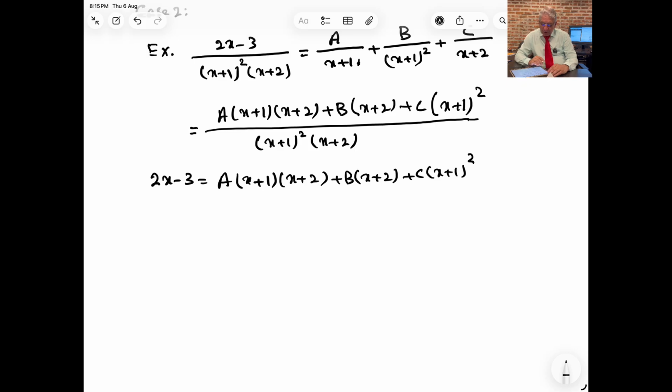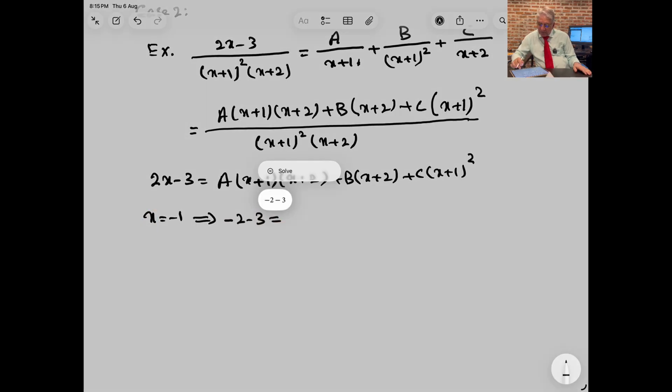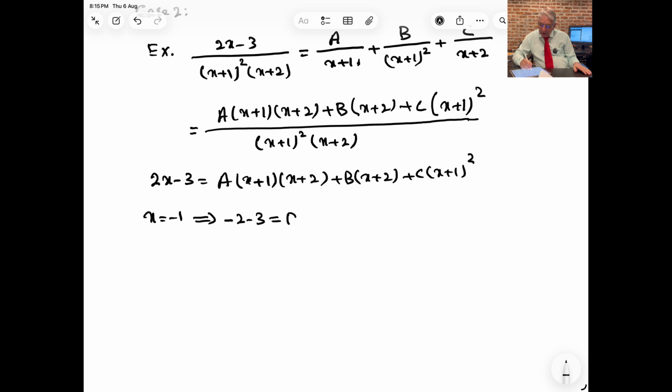Now, let's go. If I put x equal to negative 1, this will be 0, this also will be 0, and I am going to get the value of B. So I am going to do that. Substitute x equal to negative 1. Then on the left hand side, I am going to get negative 2 minus 3. And on the right hand side, the first one is 0, the last one also is 0. Therefore, I am going to get B times (negative 1 plus 2). So from here, easily I can say B is equal to negative 5. Therefore, I got the value of B already.